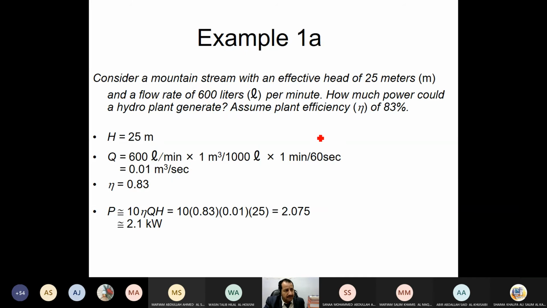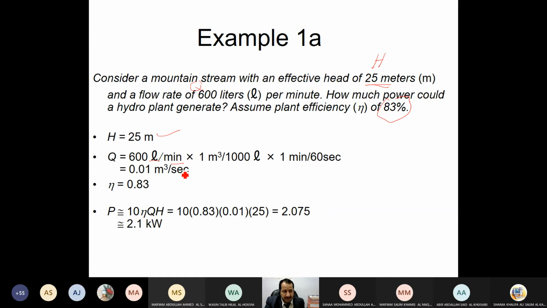Have a look. Consider a mountain stream with an effective head of 25 meters. This is the head. And the flow rate Q, the water flow rate, is 600 liters per minute. How much power could a hydro plant generate? Assume the efficiency to be 83%.